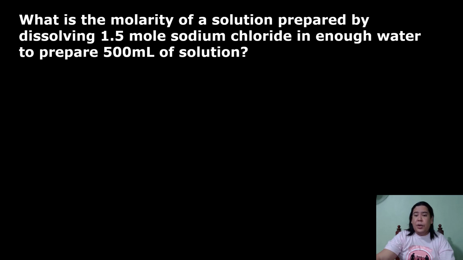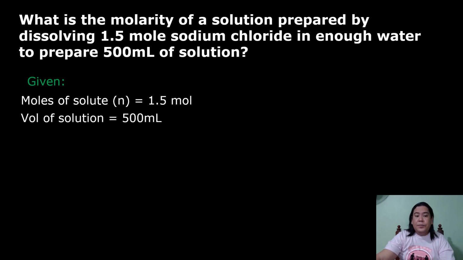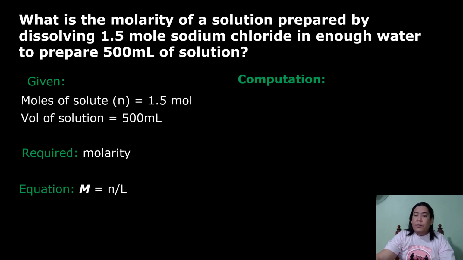Okay, so for our first example, what is the molarity of a solution prepared by dissolving 1.5 mole sodium chloride in enough water to prepare 500 ml of solution? So for our given, we have here our moles of solute, which is 1.5 mole, and then the volume of solution is 500 ml, and our required is molarity. Okay, the equation is M is equal to N over L. So how to compute for molarity?